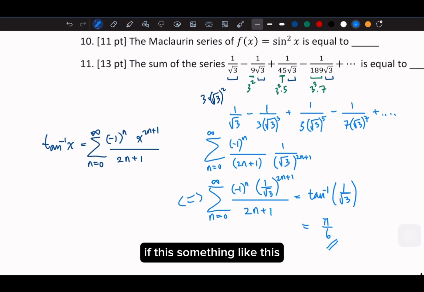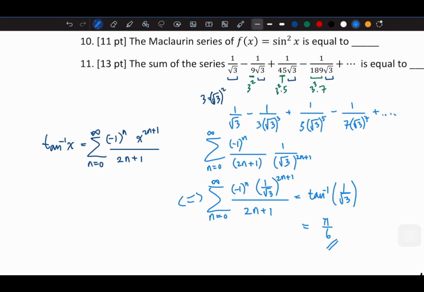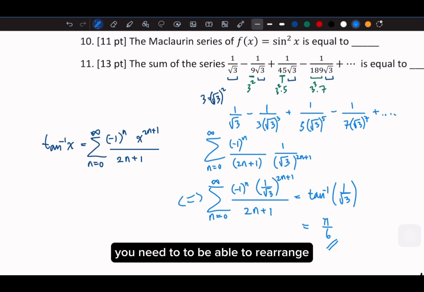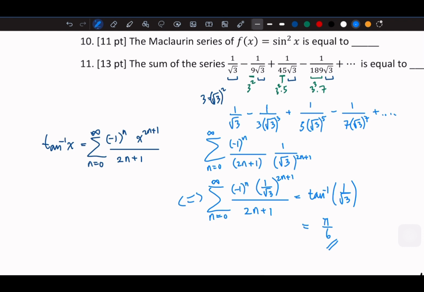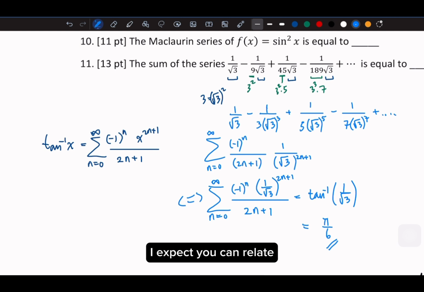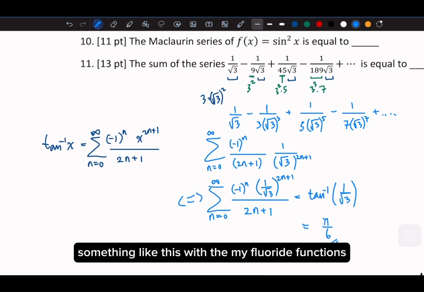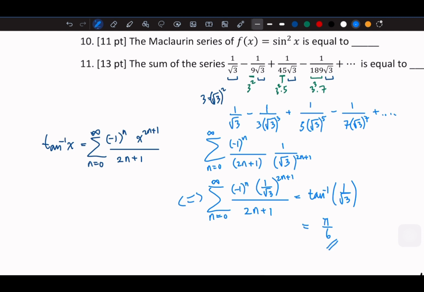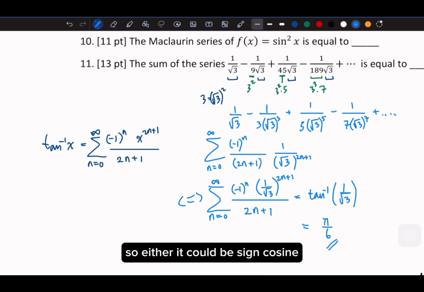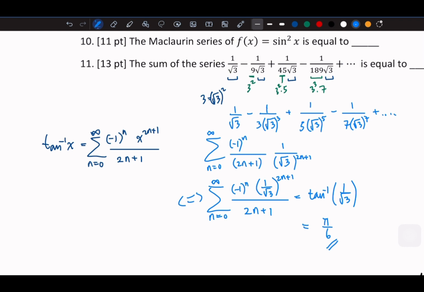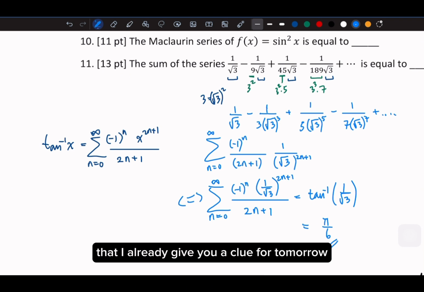At least something like this, you need to be able to rearrange. Like for example, if this is not exactly like this, but you can erase that. I expect you can relate something like this with the Maclaurin functions. So either it could be sine, cosine, the ln, or the tangent inverse, or e to the x. So I already give you a clue for tomorrow.